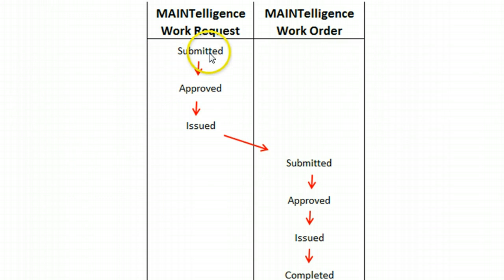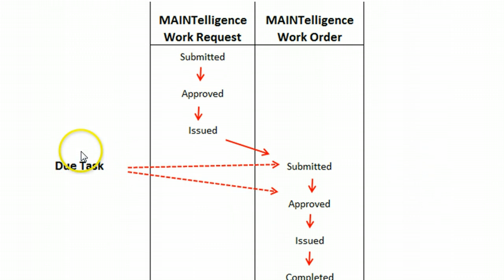So someone submits a work request. They see a bolt that's loose, but they don't have the tool to fix it. So they submit that. It becomes approved, hopefully, and then issued. Once it becomes issued, a MAINTelligence work order is created in the submitted state, which the planner then approves and issues to the person with the right tool or the right time, who then hopefully completes it. So that's pretty straightforward.